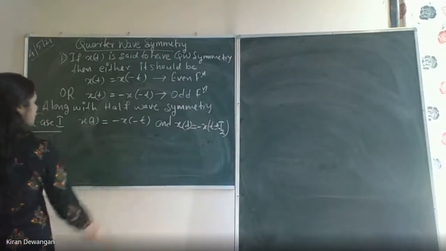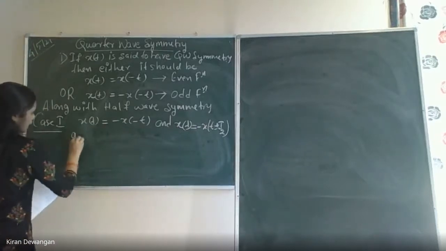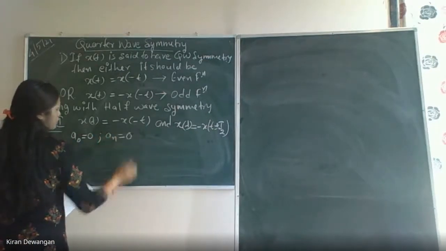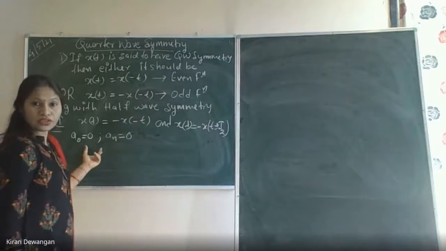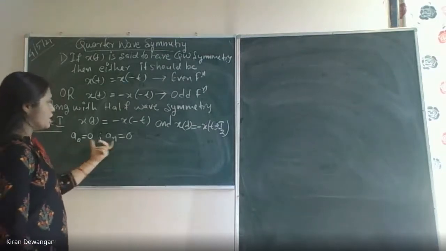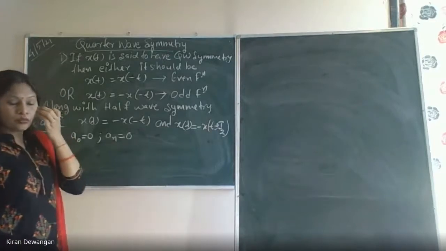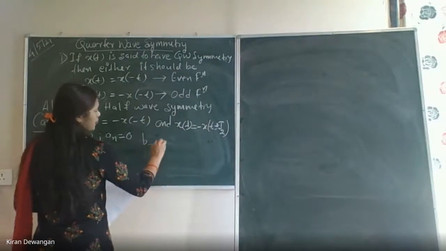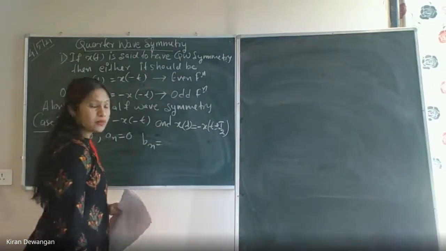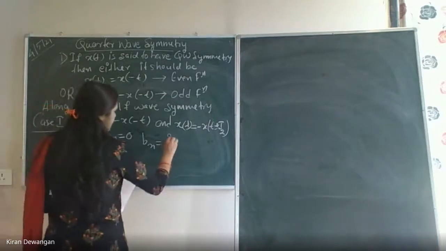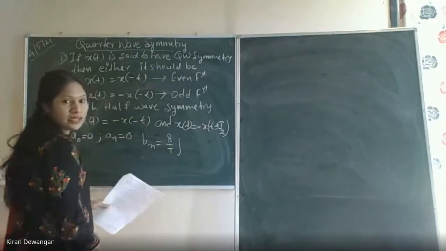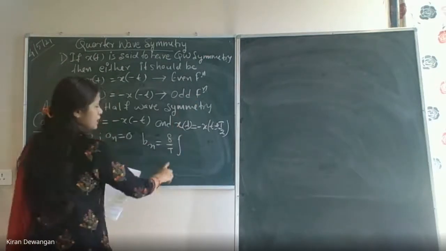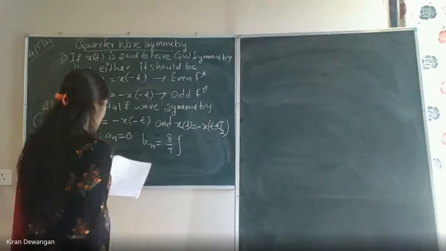Now, when it is satisfying the condition of odd wave symmetry, its a naught should be 0 and an should be 0. ठीक है? a naught भी 0 है और an भी 0 है. Then we'll just calculate its bn. Now in this case, it is 8 by T. ठीक है? In case of half wave symmetry, it was 4 by T. In case of quarter wave symmetry, it will be just 8 by T.